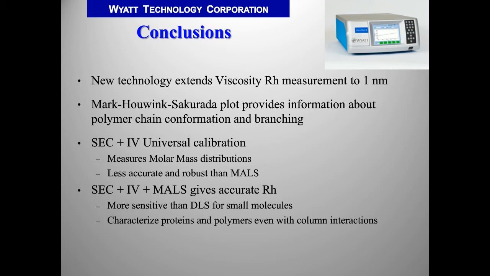And viscometry, in some sense, is a complementary technique to online dynamic light scattering because they both measure hydrodynamic radius. But viscometry really shines when you're looking at small molecules. You get superb accuracy and very good resolution, and it allows you to resolve the differences of very small changes in molecular conformation and size. And so this can be used for many applications, including characterizing proteins and polymers, even when there are column interactions.